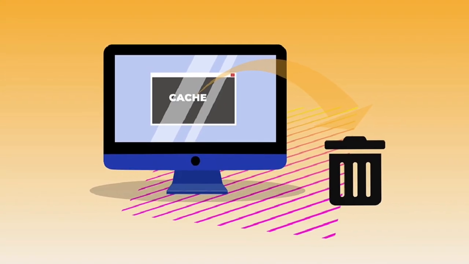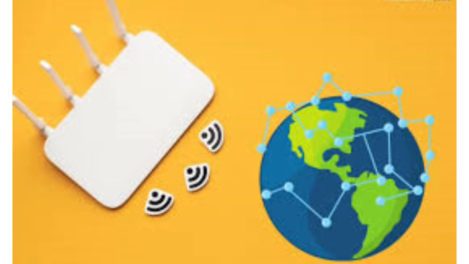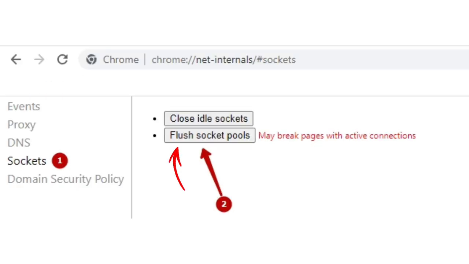If clearing the DNS didn't work, the socket pools might be holding onto a broken connection. Here is another advanced flushing fix. On the left-hand sidebar of that same page, click on Sockets. Click the button that says Flush Socket Pools.